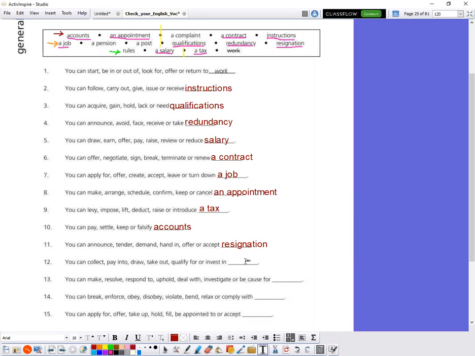Number 12. A pension? Yes, a pension. Teacher. Yes, that's it. A pension means when you finish work, once you become 60 years old, for example.